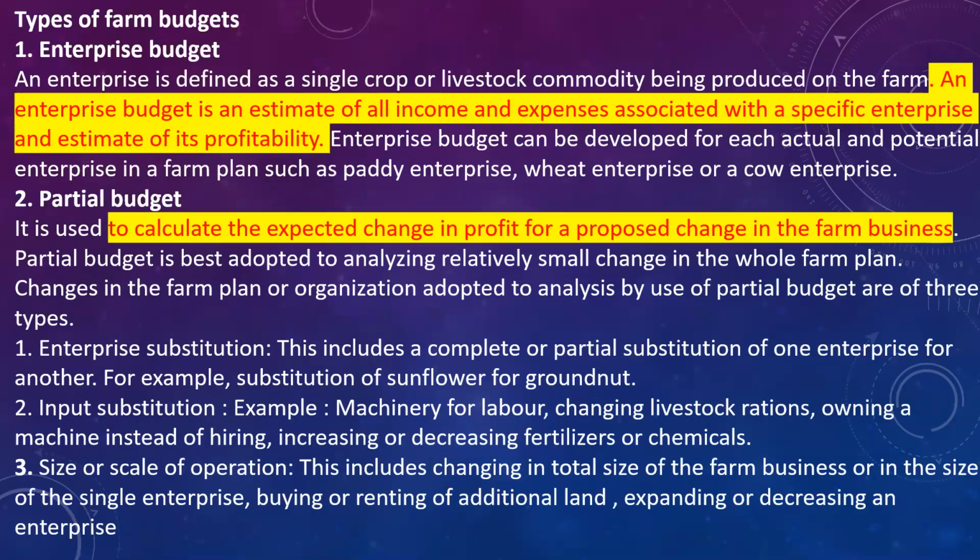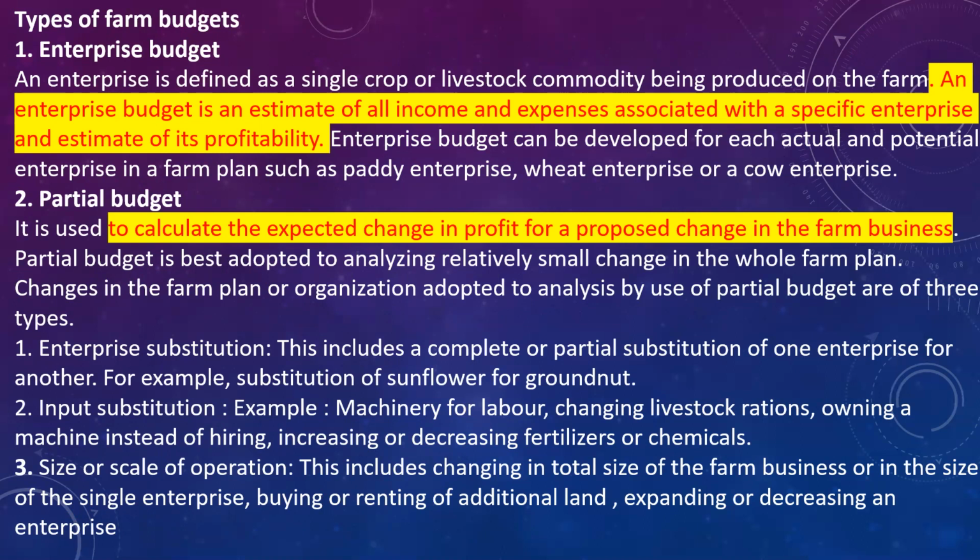So for farm budgets, there are four types. The first one is the enterprise budget. Here, an enterprise budget is an estimate of all income and expenses associated with a specific enterprise and estimates of its profitability. Whenever we calculate a budget for a particular crop or livestock, it is called an enterprise budget.